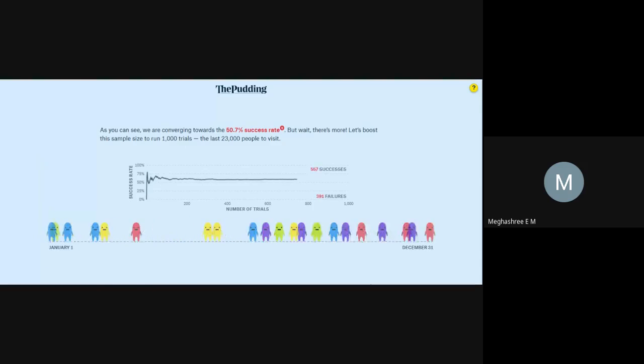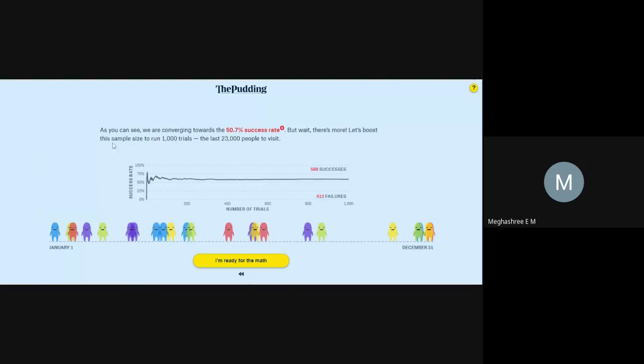Now they have taken a few more trials, where the sample size to run is 1000 trials with 23,000 people to visit. So you can see the success rate is higher, nearly 50%. I mean, for 1000 trials, how much success rate is there? 588, right? So about half of it. That means if there are 23 people in a room, then there is a 50% chance that one person has the same birthday as another person. Is this clear to everyone, the simulation?